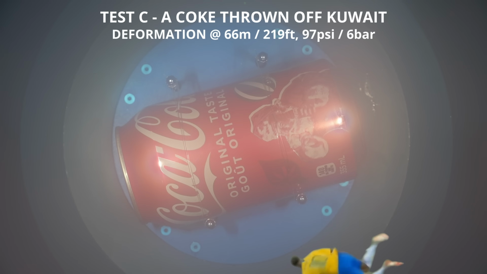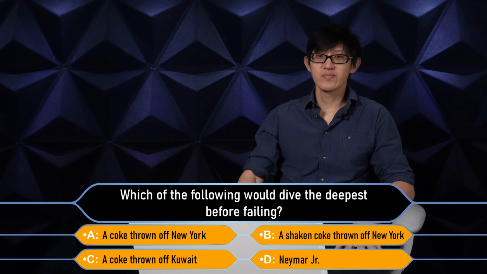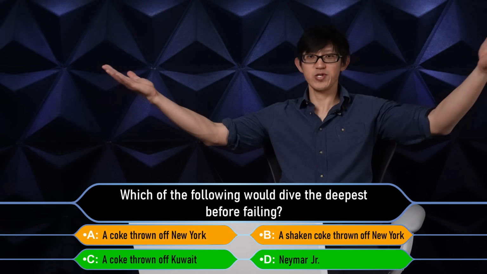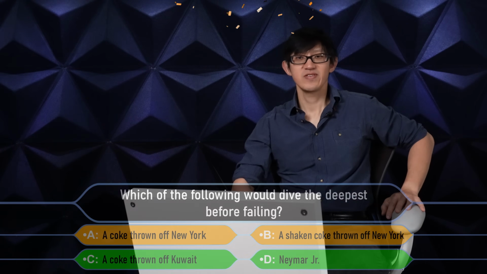What the? How'd they get in there? For those of you who answered C or D, congratulations, you're correct. Here, have some sugar water. And for those of you who are wondering what the heck just happened, stick around.